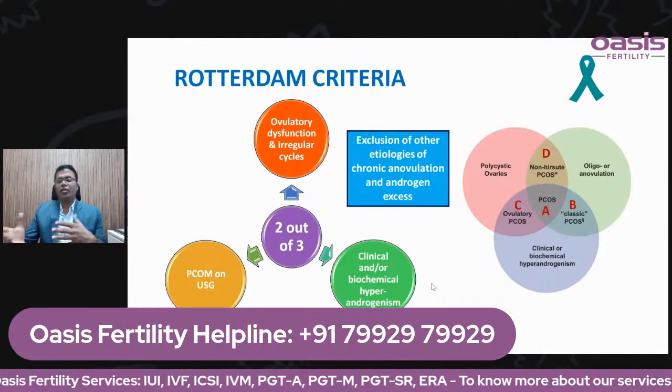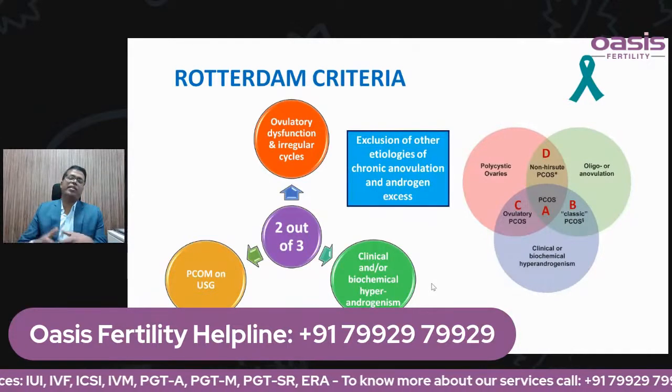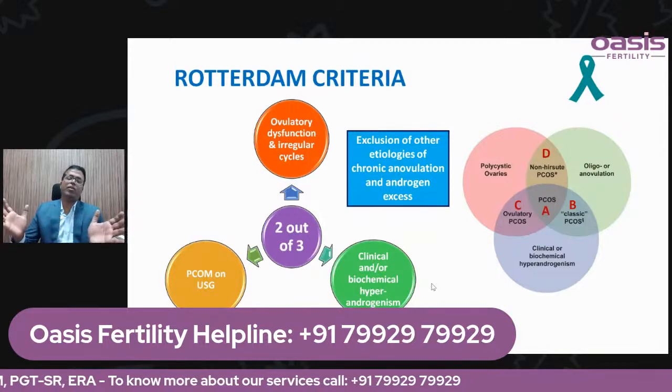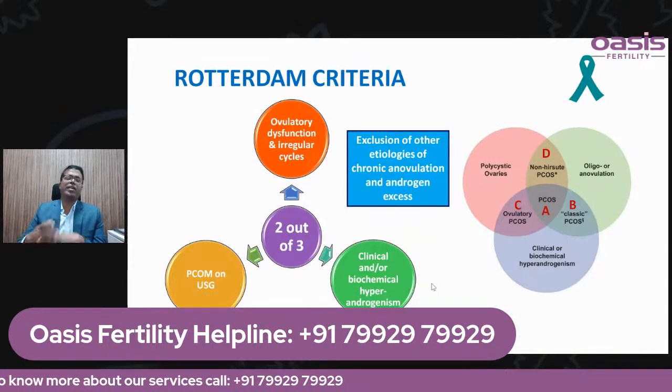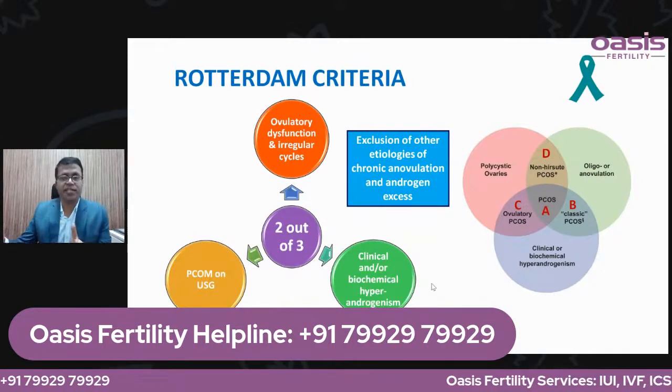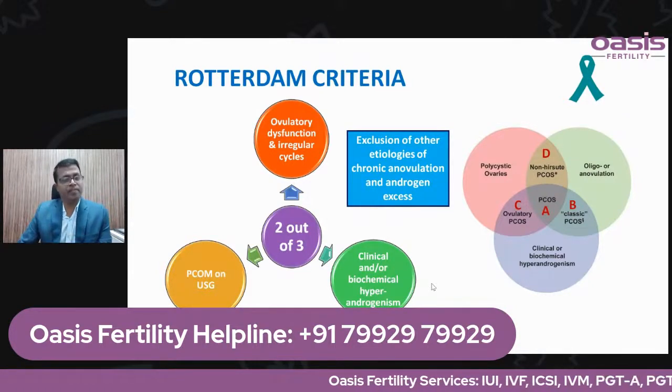Usually those ladies who are menstruating will have some kind of irregular menstruation. Maybe the cycle length will be prolonged, it will be decreased, or there will be heavy bleeding. So any kind of irregularity, majority do have a prolonged interval of the cycles, but it can be any kind of irregularity.